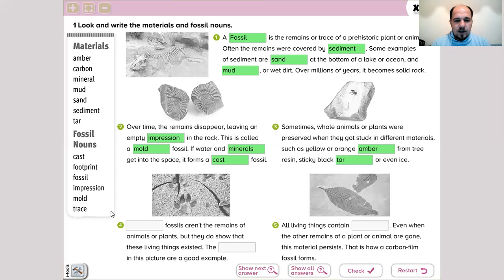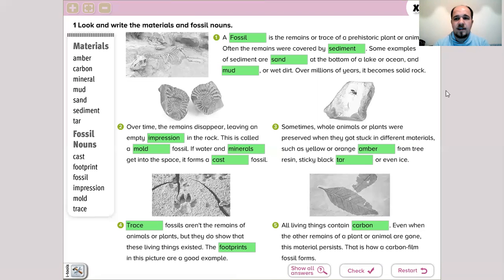Let's see exercise 4. Fossils are the remains of animals or plants. We can see trace fossils aren't the remains of animals or plants, but they do show that these living things existed. These footprints in this picture are a good example. All living things contain carbon. Even when the other remains of a plant or animal are gone, this material persists. That's how a carbon film fossil forms.